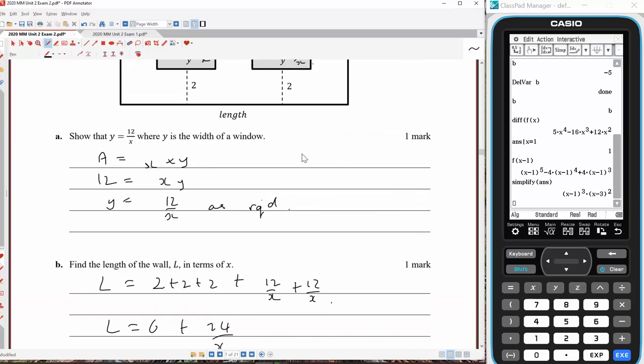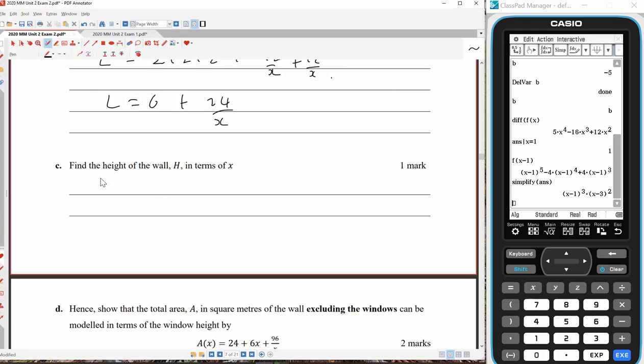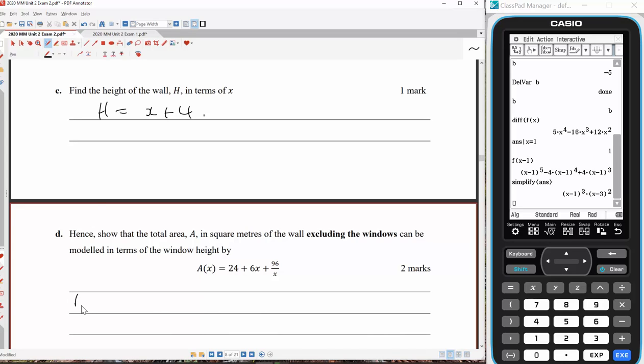Find the height of the wall in terms of x. So it's going to be just x plus 4. Right, hence show that the area in square meters of the wall excluding the windows can be modeled by A of x equals. So what we've got to do is length times width, take away the area of two windows, two lots of area of windows.